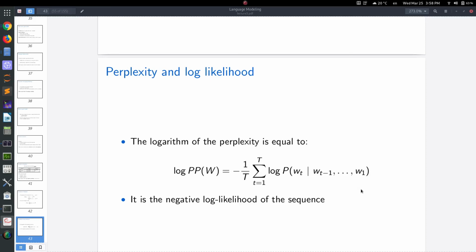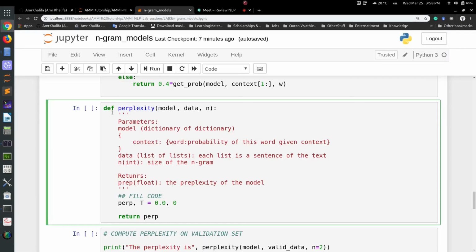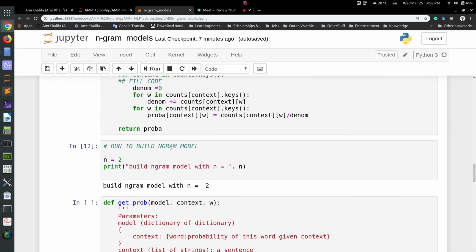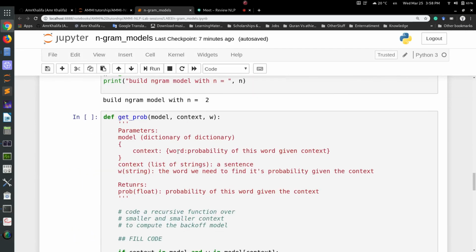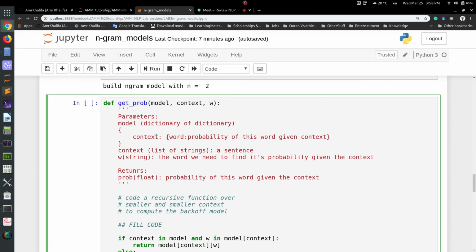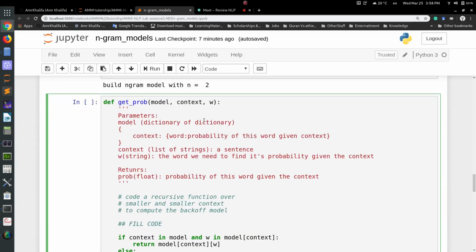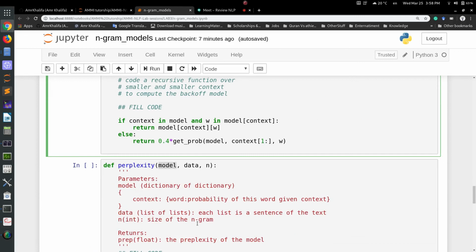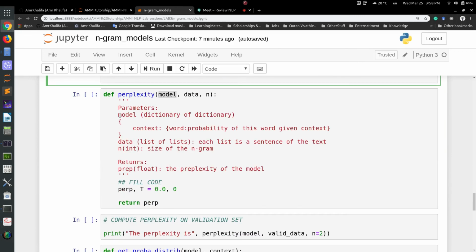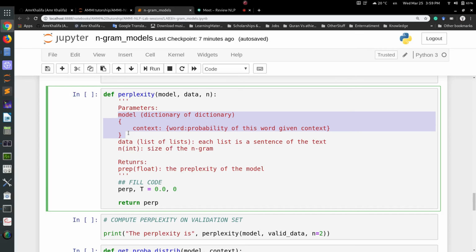In our function, model here is the probabilities that I calculated here. But we're going to use the get probability function instead of looking directly at the dictionary, because now we have the function that gives me the probability of a word given its context, and it uses the backup model. The function takes my model, the probabilities that we estimated, and then the data. This is the text that I need to find its probability. It's going to be a list of lists, where each list contains a sentence, and then we have the size of the n-gram.